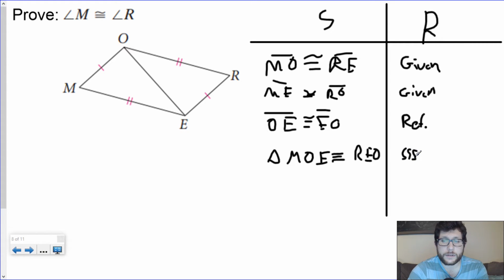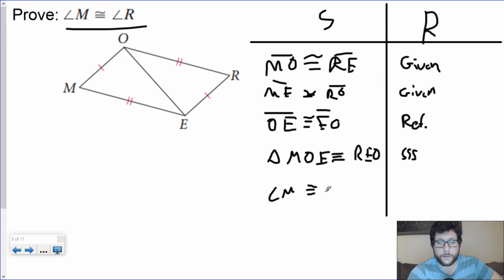So that's my second to last step, right? Last step, we want to prove that M is congruent to R. So that's going to be my last step. Angle M is congruent to angle R. And the reason I know that is because I know these triangles are congruent. Therefore, all the other parts are just going to match up, and that's by CPCTC. Okay?